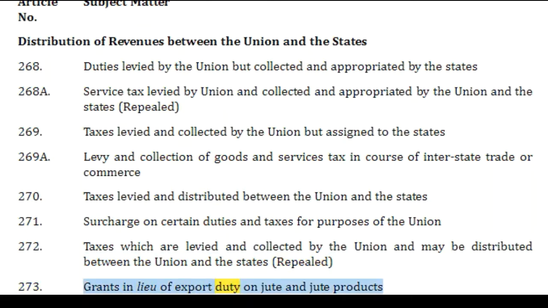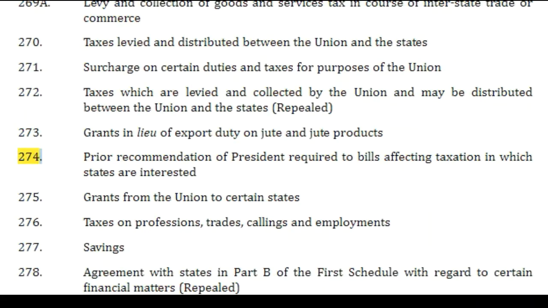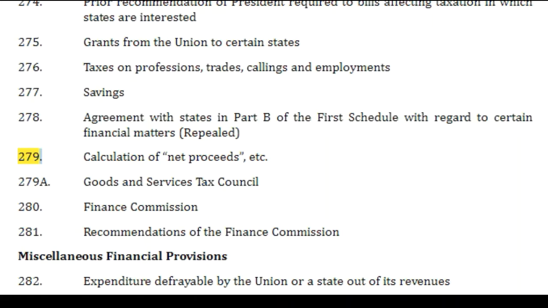273. Grants in lieu of export duty on jute and jute products. 274. Prior recommendation of the President required to bills affecting taxation in which states are interested. 275. Grants from the Union to certain states. 276. Taxes on professions, trades, callings, and employments. 277. Savings. 278. Agreement with states in Part B of the First Schedule with regard to certain financial matters, repealed. 279. Calculation of net proceeds, etc. 279A. Goods and Services Tax Council. 280. Finance Commission.